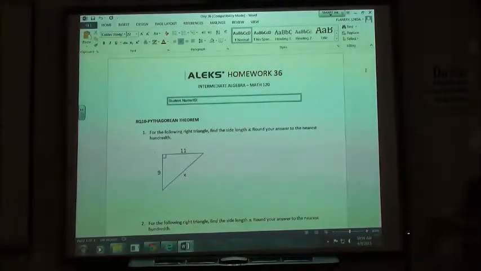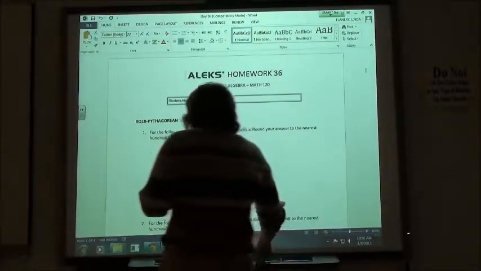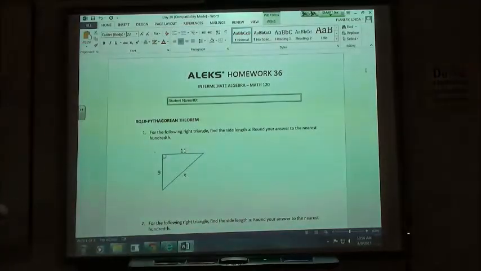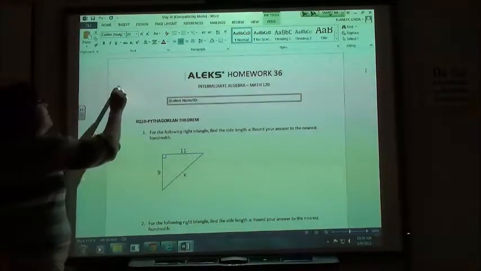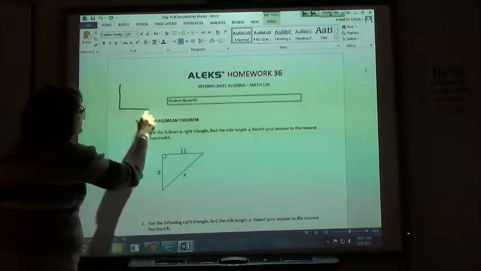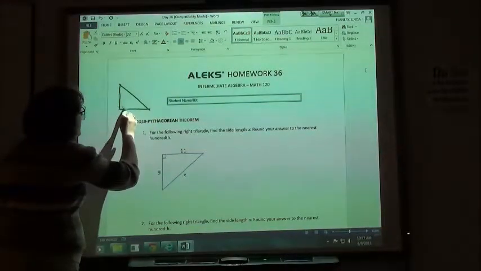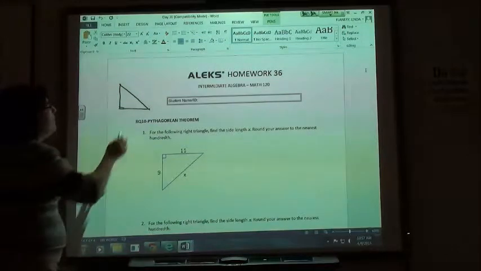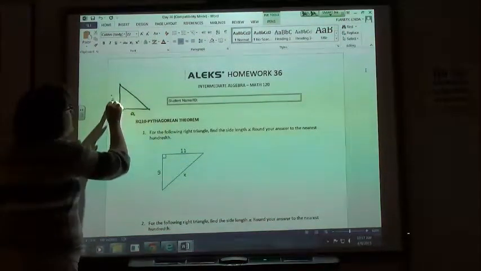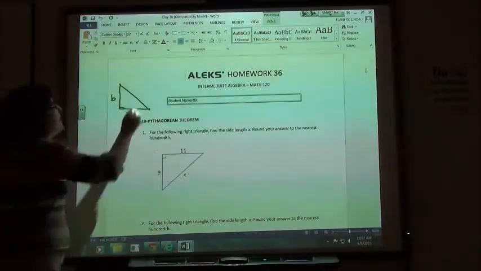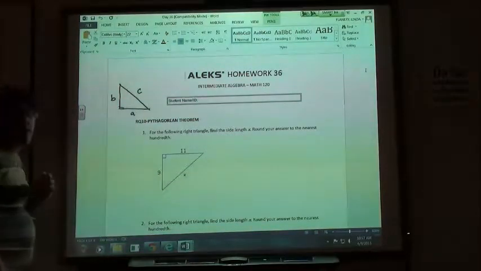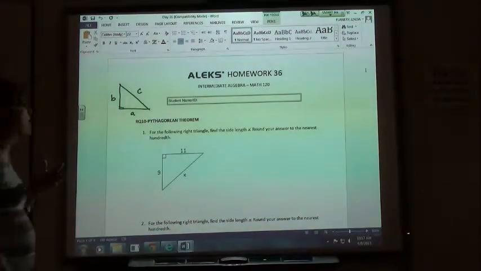All right, Intermediate Algebra Homework 36 is starting out with what's known as the Pythagorean Theorem. Some guy named Pythagoras figured out that if I have a right triangle, there's a right angle in there, that the sum of the legs squared, the legs are the two short sides, is equal to the hypotenuse squared. The hypotenuse is always the longest side.